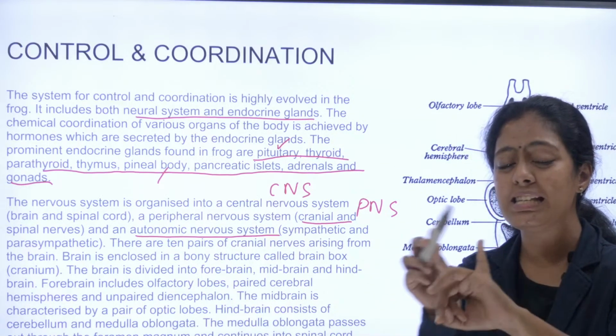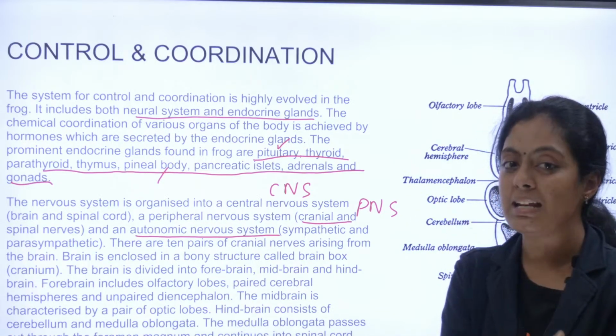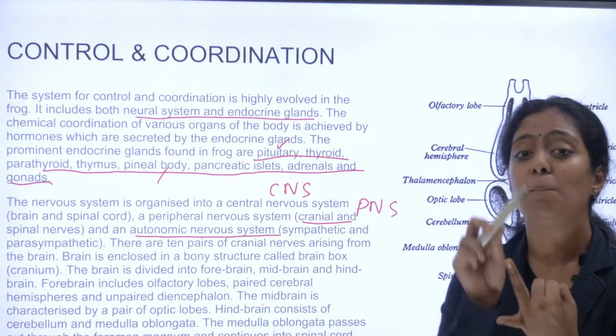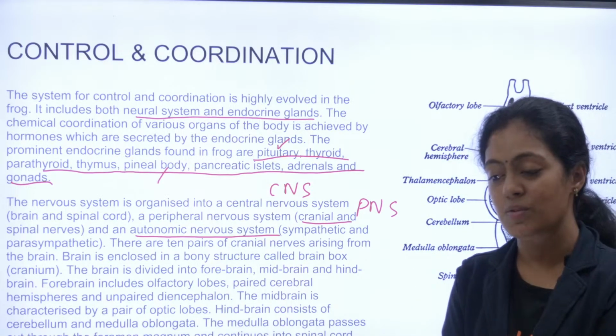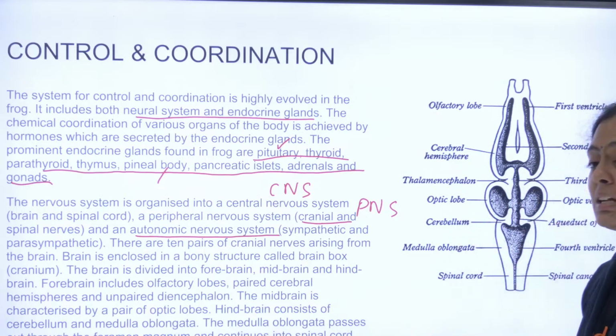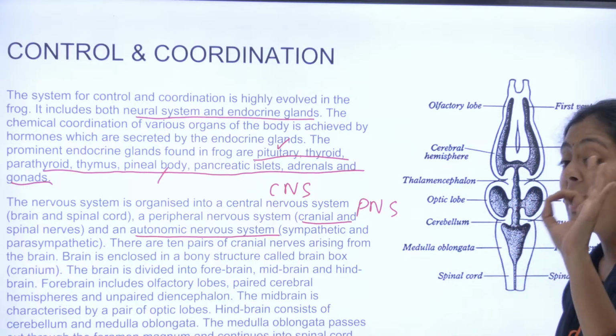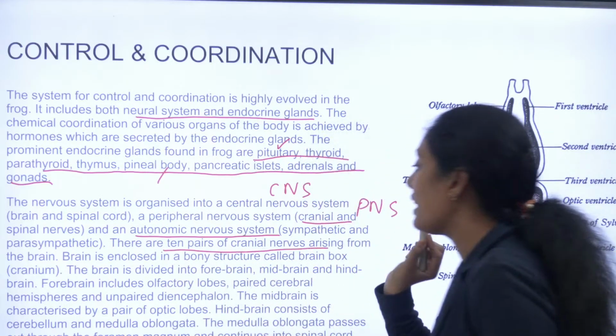Okay, what is CNS? Central nervous system. What is there in the central nervous system? Brain and spinal cord. What is PNS? Peripheral nervous system. What is there in it? You have your cranial nerves and spinal nerves. Okay, and finally you have your autonomic nervous system. You have your sympathetic nerve and parasympathetic nerve. This line is very important. There are 10 pairs of cranial nerves.